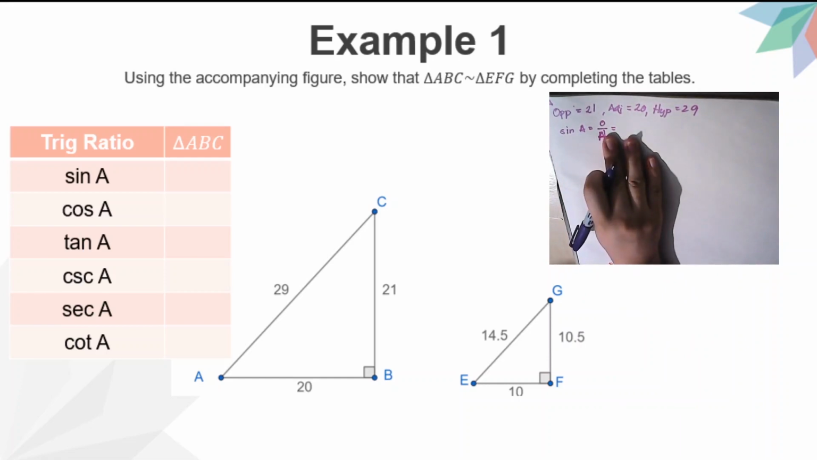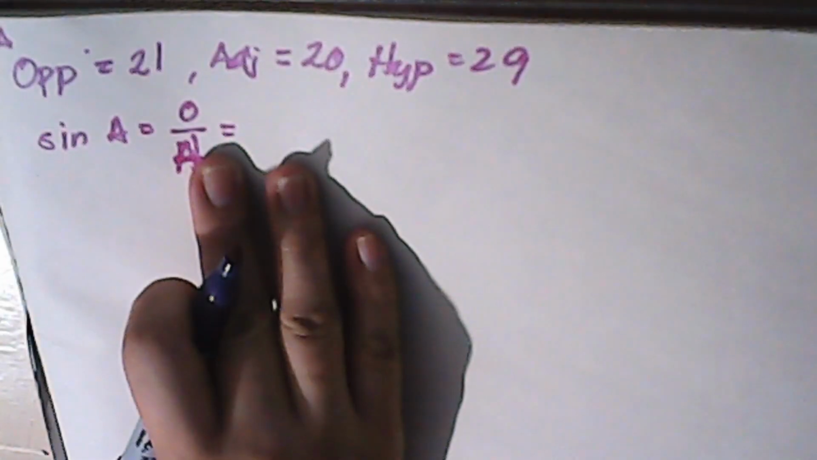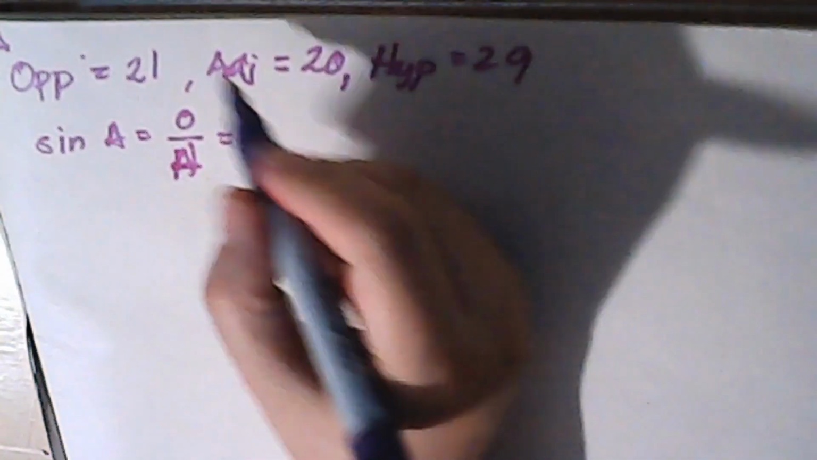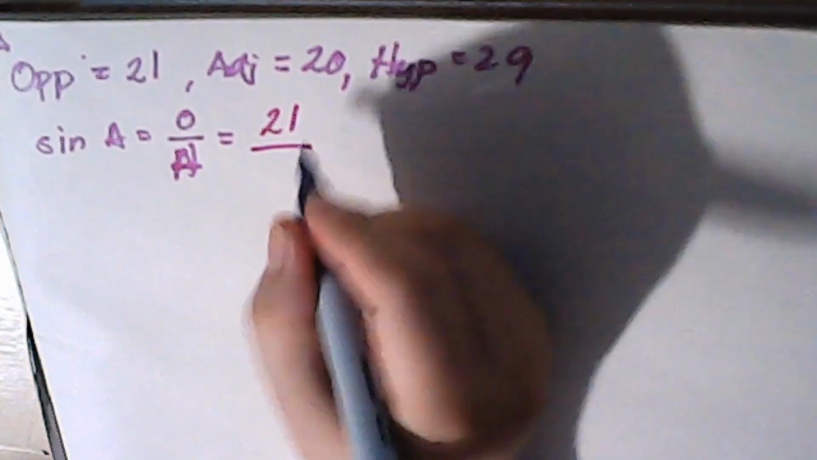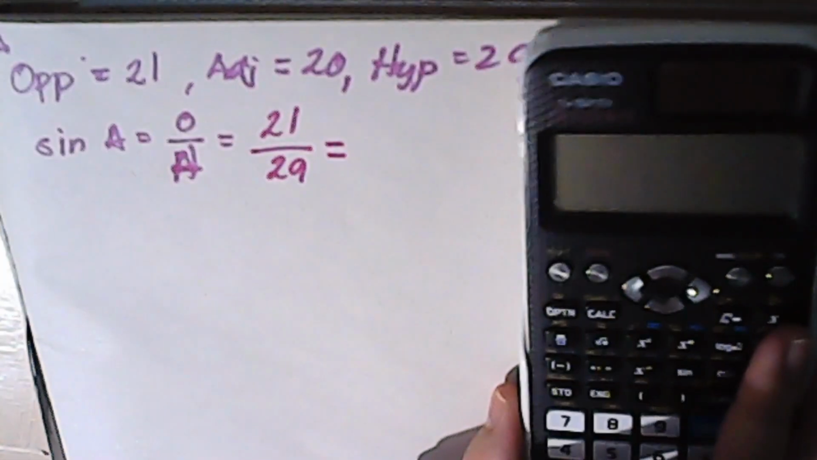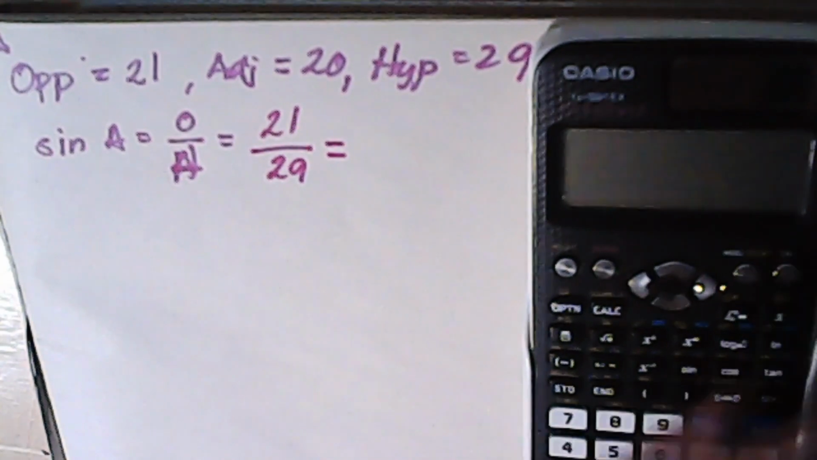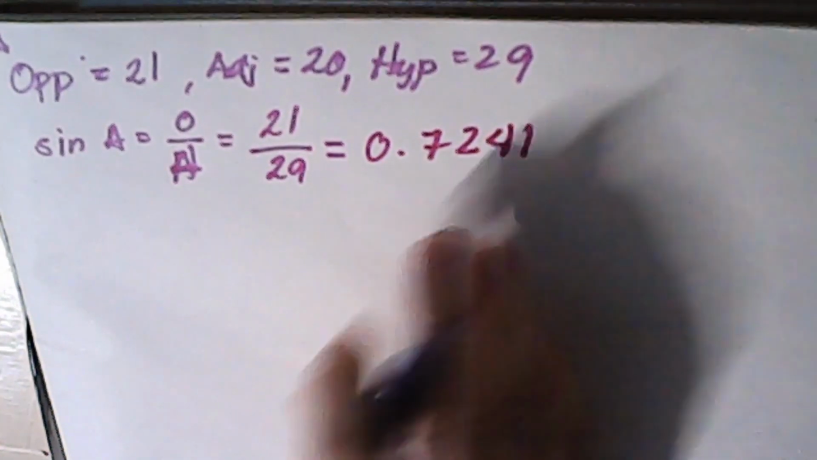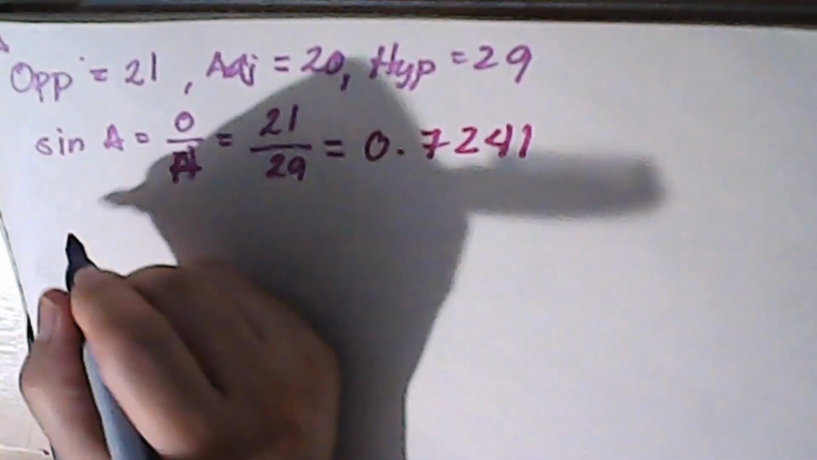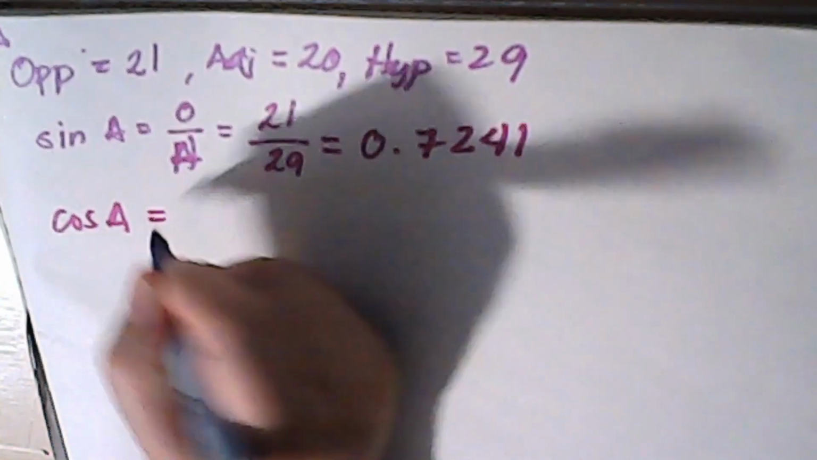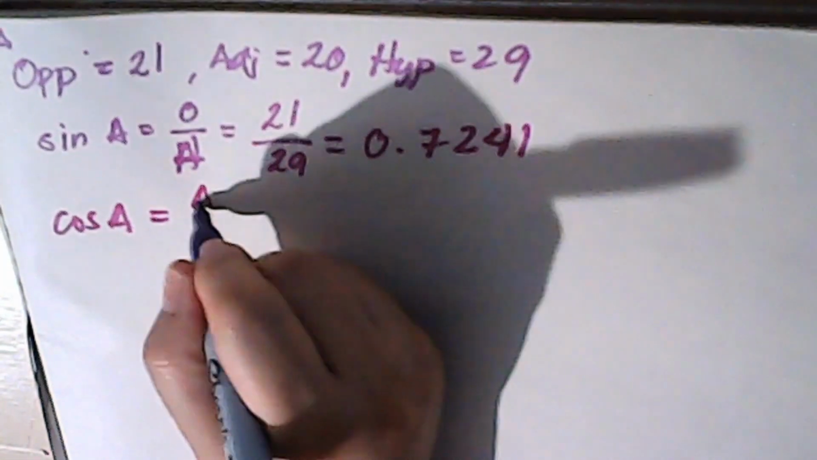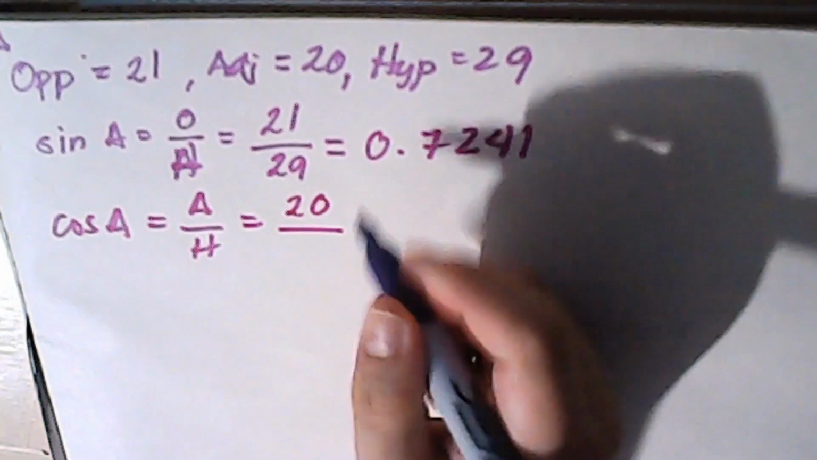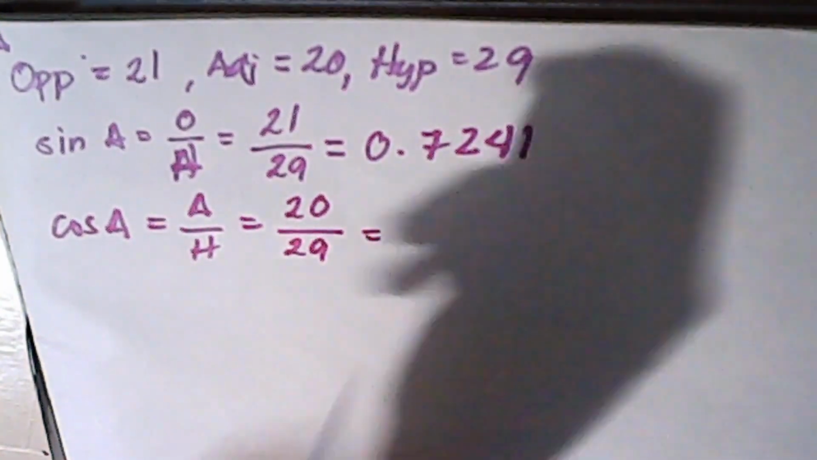So first, we will have sine A. We know that sine is opposite over the hypotenuse, and the opposite side measures 21 units, while the hypotenuse is 29 units. When we divide 21 by 29, we will get this value. Now let us solve for cosine. Cosine is adjacent over hypotenuse. So the adjacent side is 20 units, while the hypotenuse is 29 units.